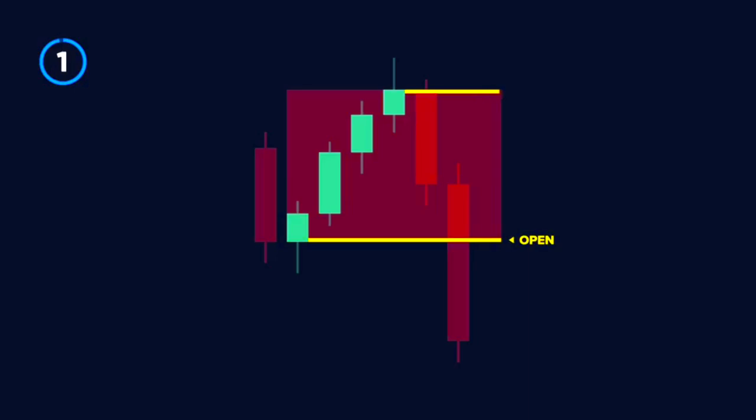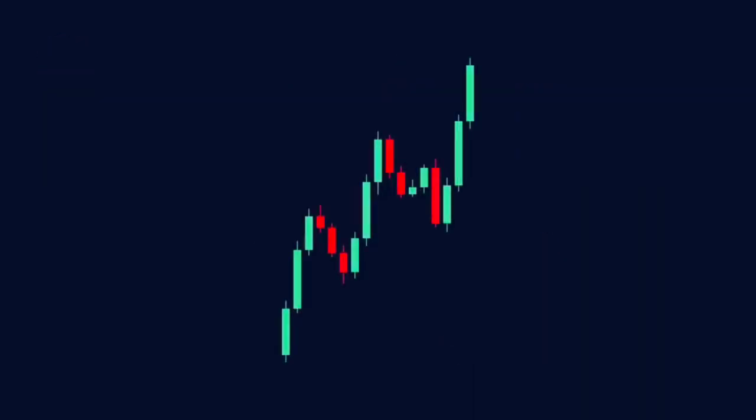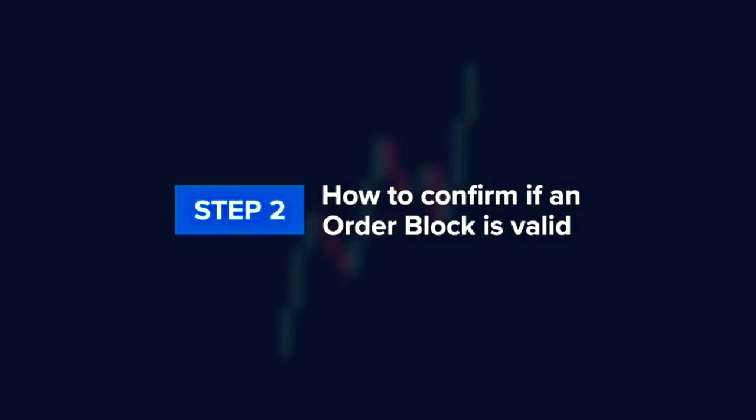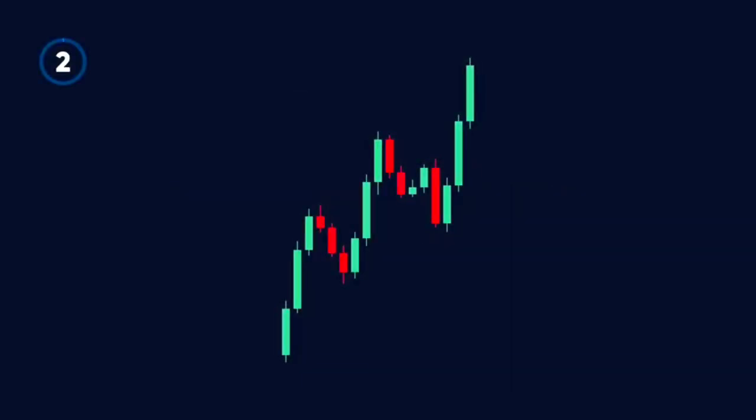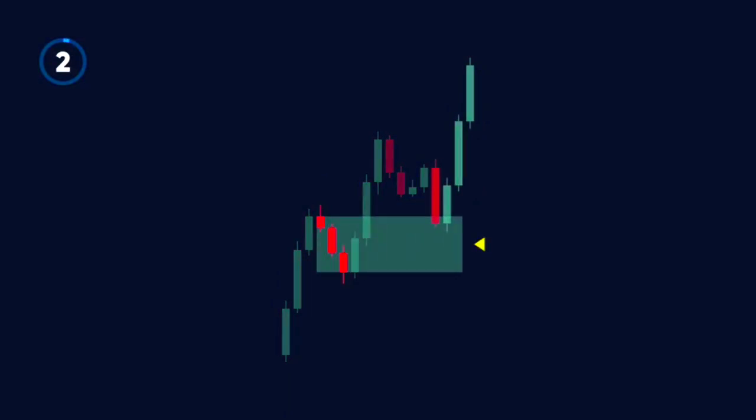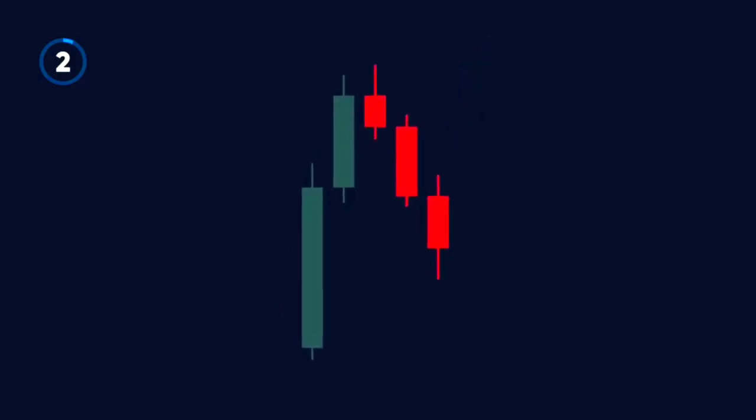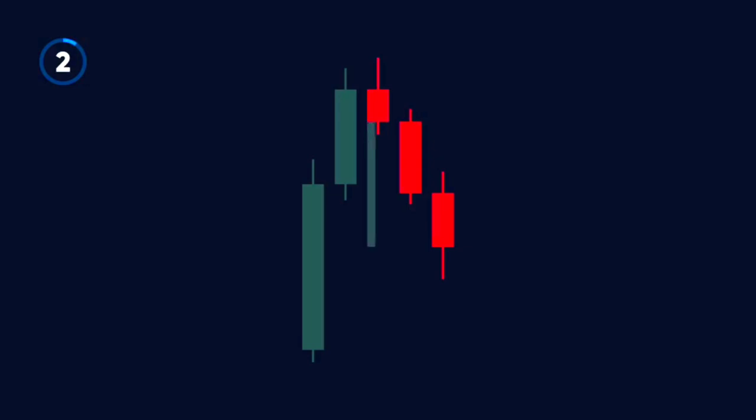So now that we know how we mark out an order block, let's move on to the next step, which involves how we can confirm whether an order block is valid. So using this chart from before, we know that this formation of bearish candles formed a bullish order block that went on to be respected when the price later drew into it. But let's say we were at the point in time when these bearish candles had just formed. The question we have to ask is whether these bearish candles have currently created a bullish order block.